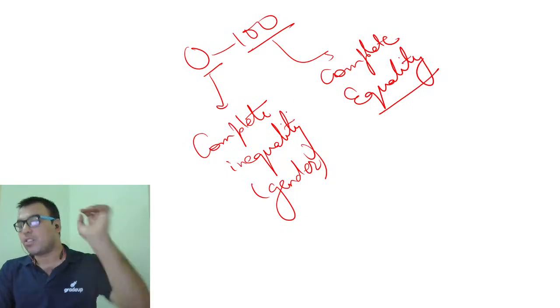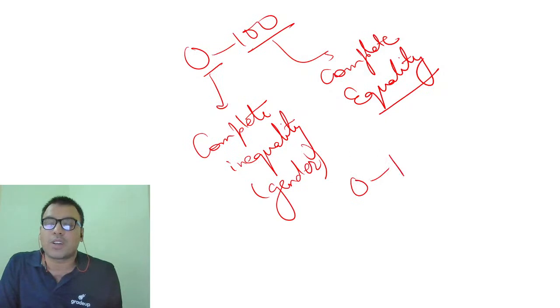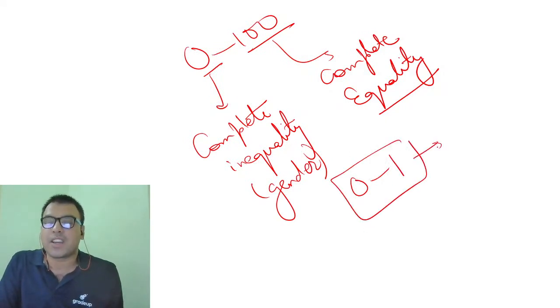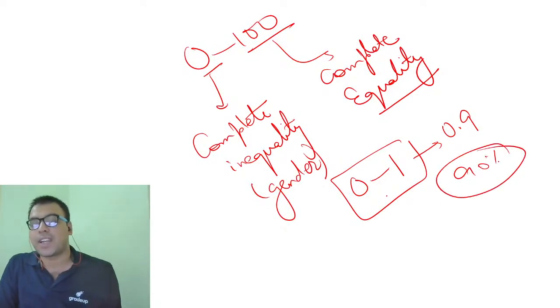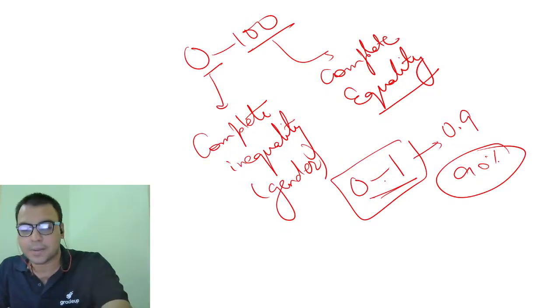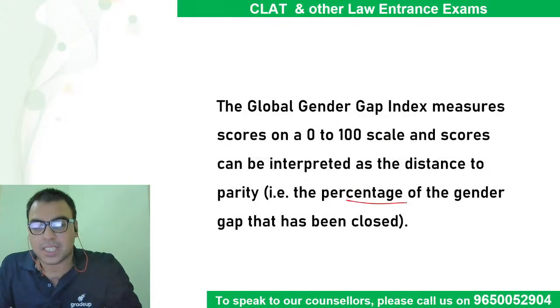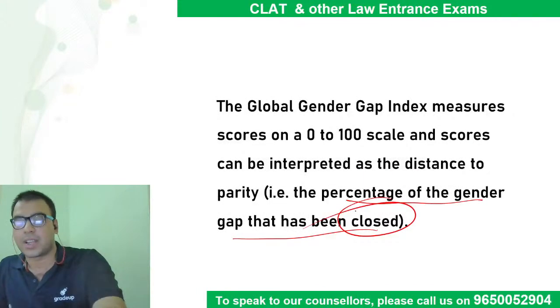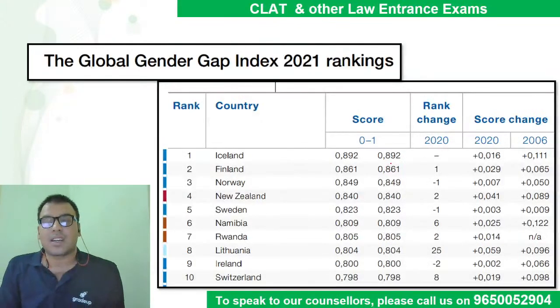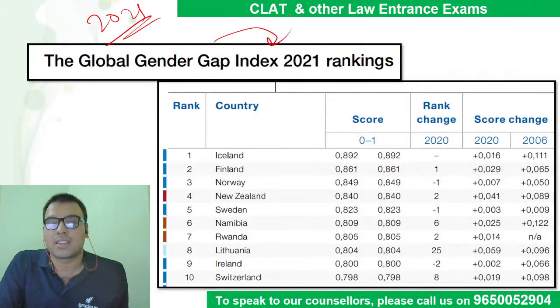When you read a report, if you get the chance, sometimes they measure in terms of 0 to 1. For example, if they have given 0.9 to some country, it means 90%. So if you find 0 to 1, you can multiply by 100. Okay, it is clear. So this is talking about the percentage of the gender gap that has been closed. Now, this is the Global Gender Gap Index 2021.